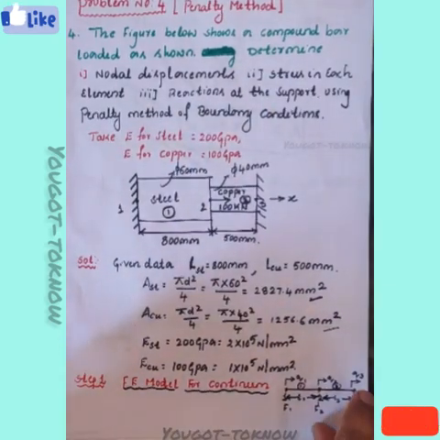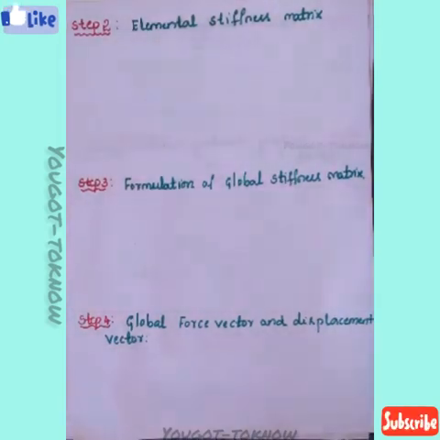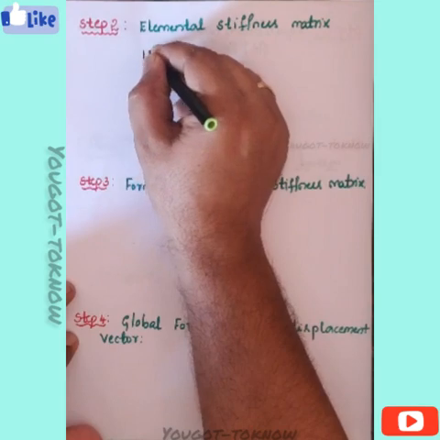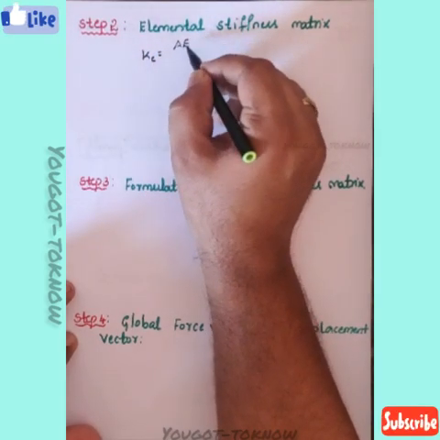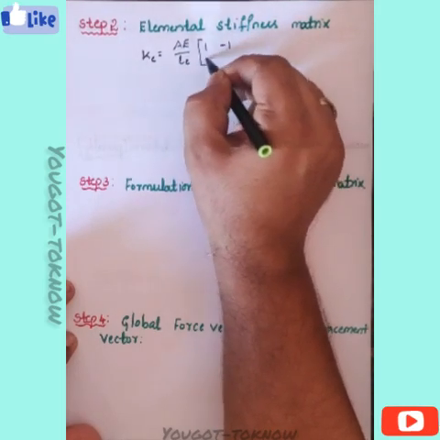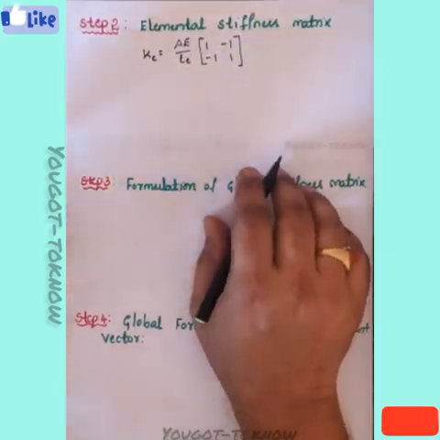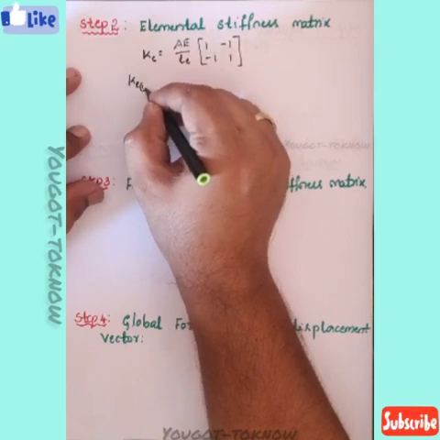Next I am going with step 2. What is step 2? Formulate the elemental stiffness matrix. What is the type of element given? It is a bar element. We know the elemental stiffness matrix: Ke equals AE by LE times the matrix 1 minus 1, minus 1 1. Now we have 2 different materials. One is steel, that is Ke1, the steel material.